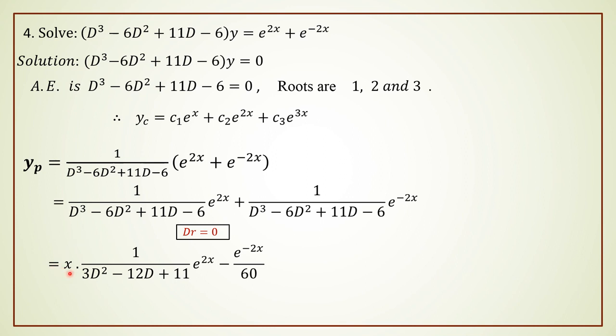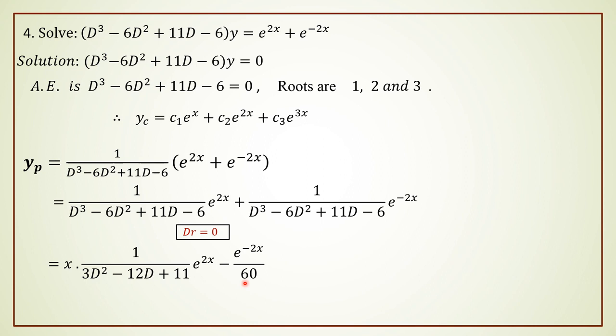The rule says that you have to multiply by the independent variable x and then you have to do the differentiation of the denominator. So the derivative of the denominator over here is 3d square minus 12d plus 11 acting on e to the power 2x. And the second term, however, is non-zero. When you are replacing your d by minus 2, you are going to get the value to be minus 60.